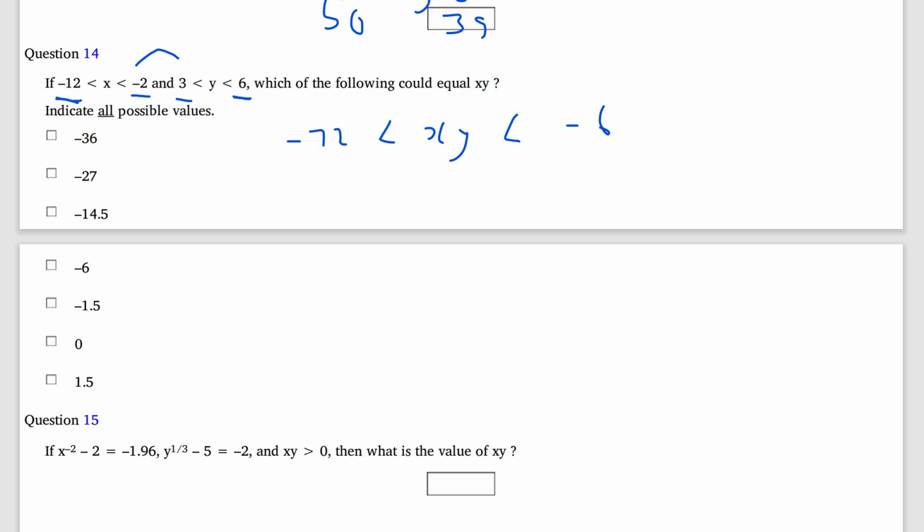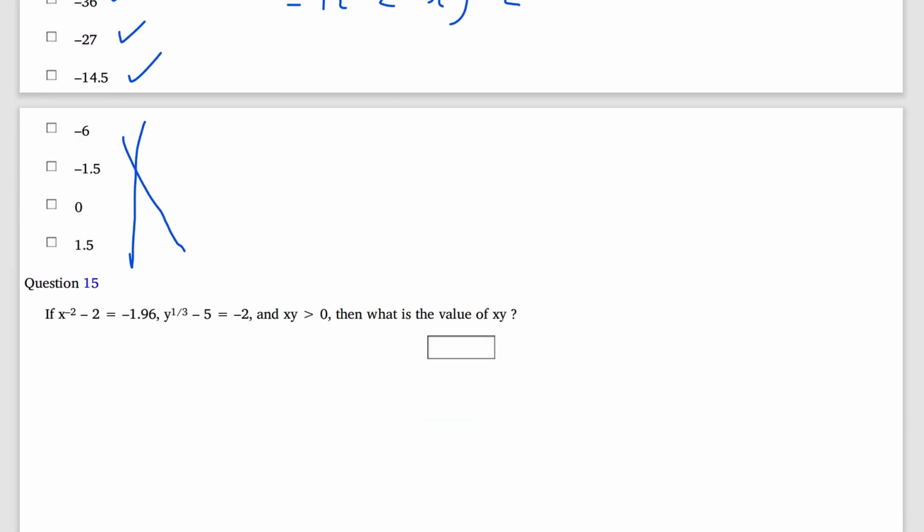Now, if y was a negative, then we could have picked that to cancel out the negatives, but y can't be negative. So basically, x times y has to be between the lowest extreme, which is -12 times 6, and the highest extreme, -2 times 3, which is -6. So it's between those two, which means it could be -36, that is in that range, and this is in that range, and this is in that range, but these last four are not in that range. So I believe that's the answer, those first three. It didn't say anything about integers, so it can be -14.5. Yes, I'm happy with that answer.